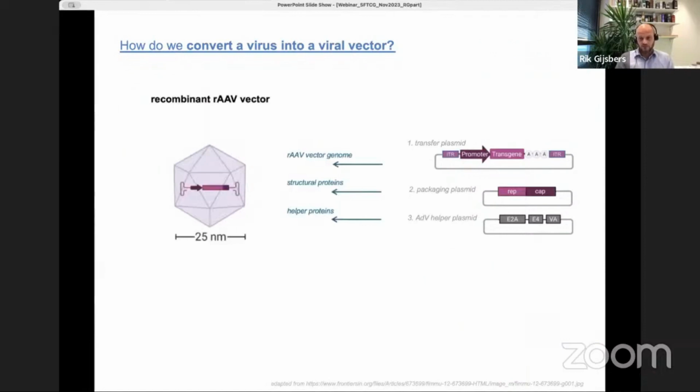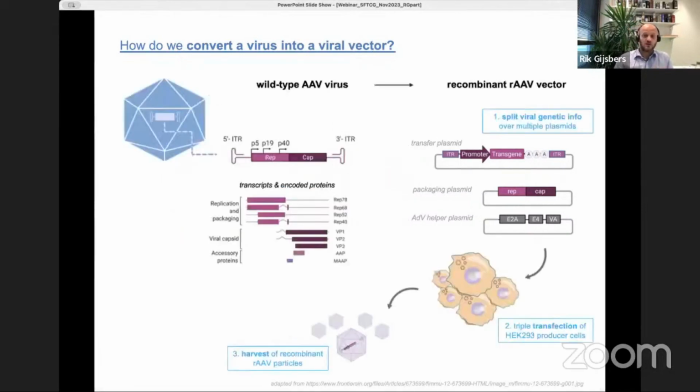When we transfect these plasmids, the vector genome will be provided by the transfer plasmid. The structural proteins will be translated from the RNA transcribed from the packaging plasmid, and the helper proteins will be provided by the RNA transcribed from the adenovirus helper plasmid. When in a cell, all 3 plasmids are present at the right ratio, functional adeno-associated viral vector particles will be released either in the cell or in the supernatant.